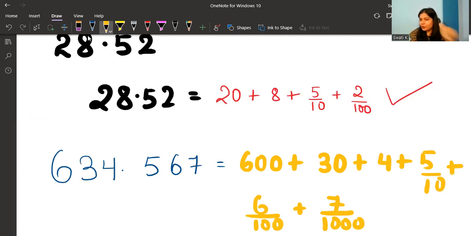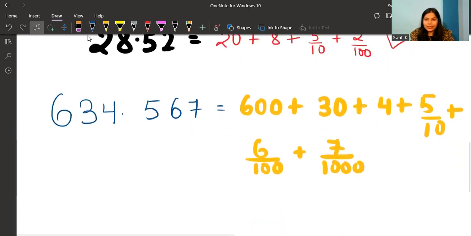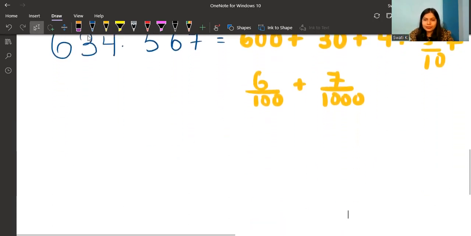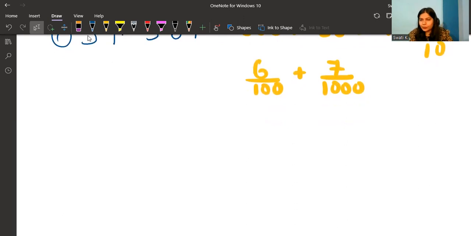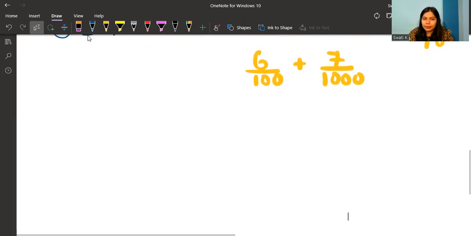So we have understood how to read a decimal number, what the place values are, and what the expanded forms of decimal numbers are. These are some basic information. Now we can start with the actual topic, which is how to multiply and also how to divide decimal numbers. Okay.